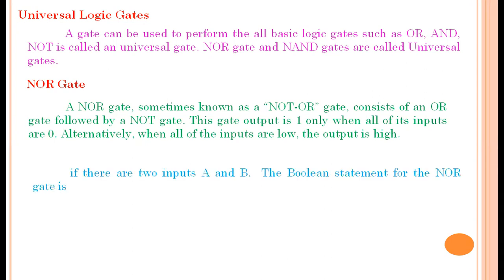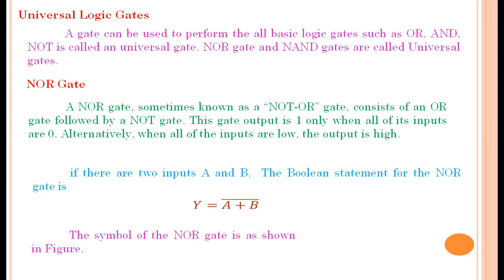For a 2-input NOR gate, the output can be written as NOT OR. We know OR is plus, and NOT is the inverter. So the output Y is equal to A plus B, whole bar. A plus B shows the OR gate, and the bar shows the NOT gate. So Y equals A plus B bar is the Boolean expression for the NOR gate. The symbol of this NOR gate can be shown like this. This is the OR gate, and the circle shows the NOT gate. So this is the NOT gate symbol.